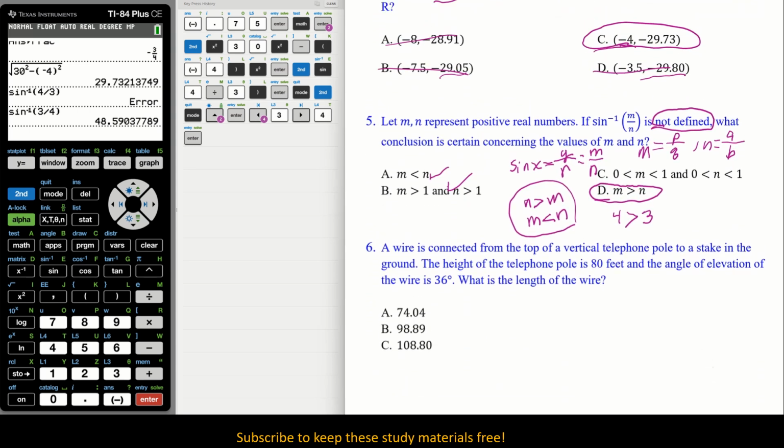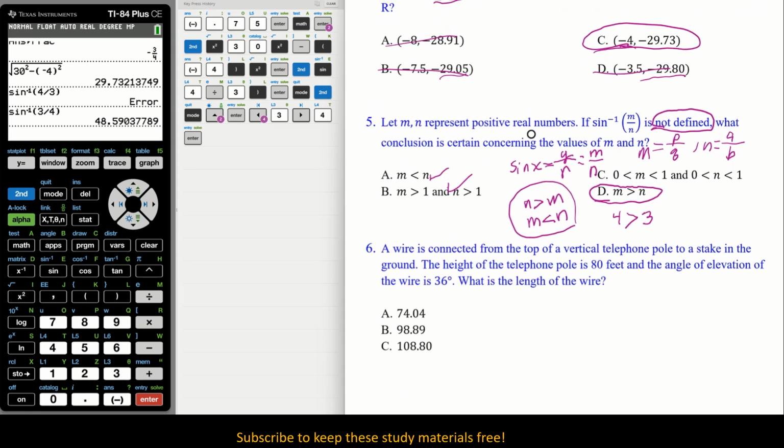All right, so let's look at number 6. A wire is connected from the top of a vertical telephone pole to a stake in the ground. Now that implies that it actually is on the ground. It touches the ground.